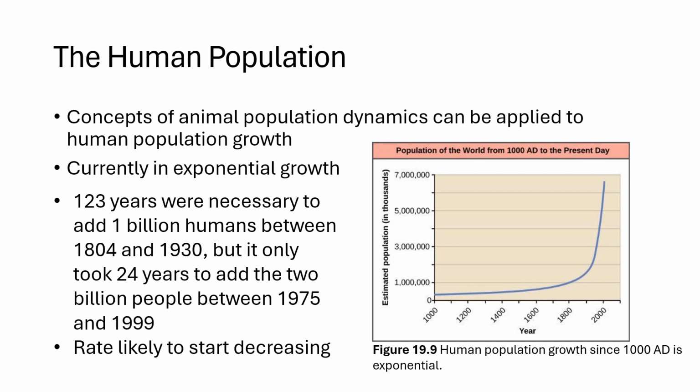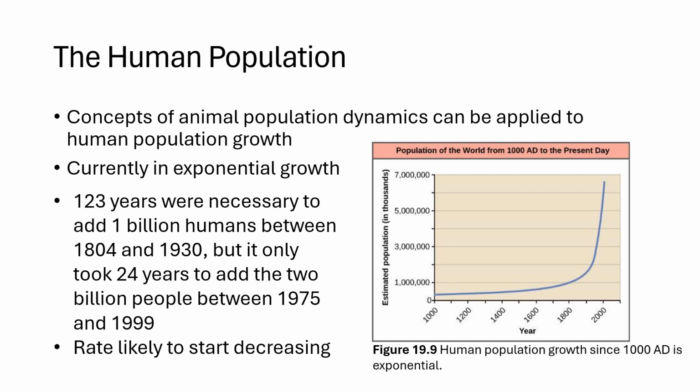123 years were necessary to add 1 billion humans between 1804 and 1930, but only 24 years between 1975 and 1999, we added a whole other billion to our population. That is how exponential growth works.